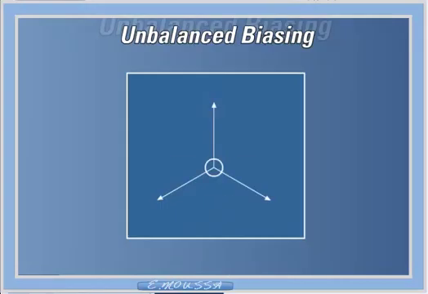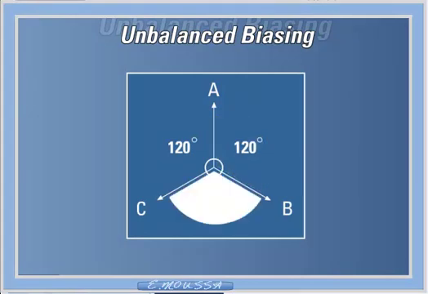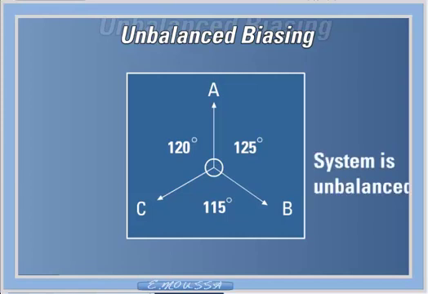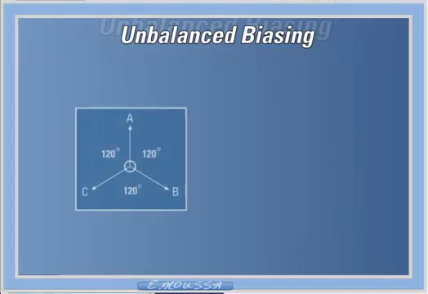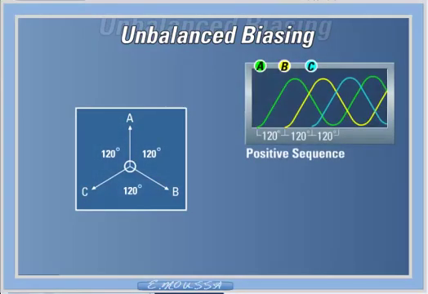Unbalanced biasing. A balanced three-phase system is one in which the phase vectors are 120 degrees apart and of equal magnitude. If either condition is not met, the system is considered unbalanced. The amount of unbalance is calculated by comparing the positive sequence current to the negative sequence current. A positive sequence set of vectors consists of three equal vectors that are displaced by 120 degrees and have a rotational phase sequence of A, B, C.